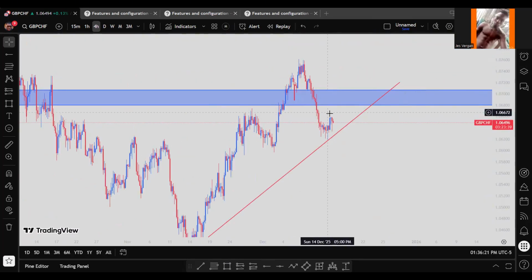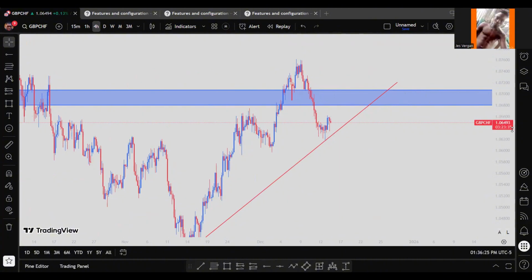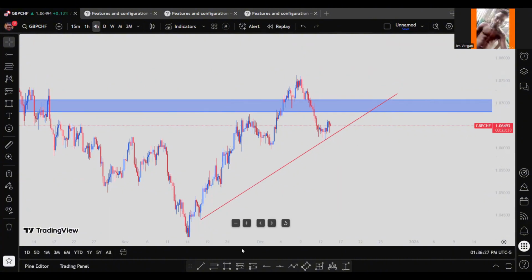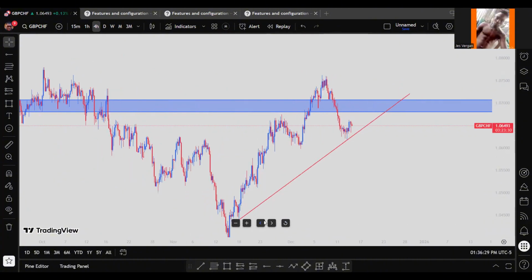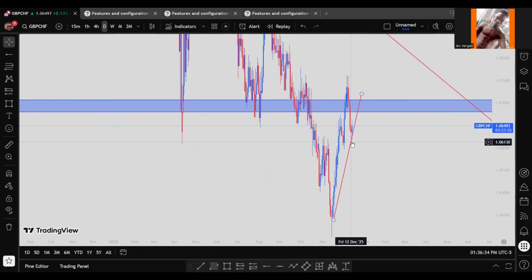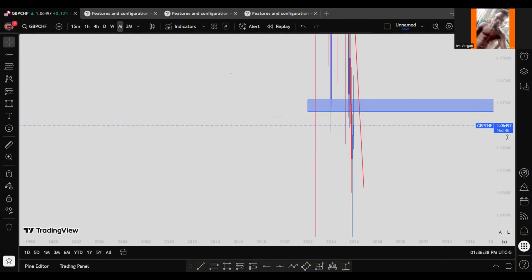Hopefully price continues pushing back to the upside to retest this particular level before I start looking for selling opportunities. That's how I'll be getting into this particular trade. Looking at it, I've already done all the necessary analysis, so I'm just waiting for the entry.